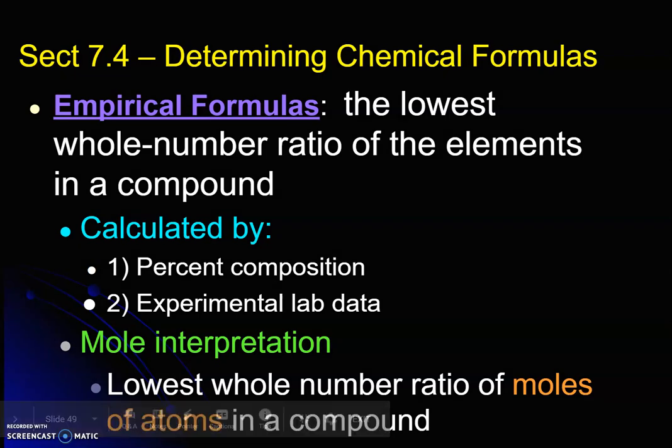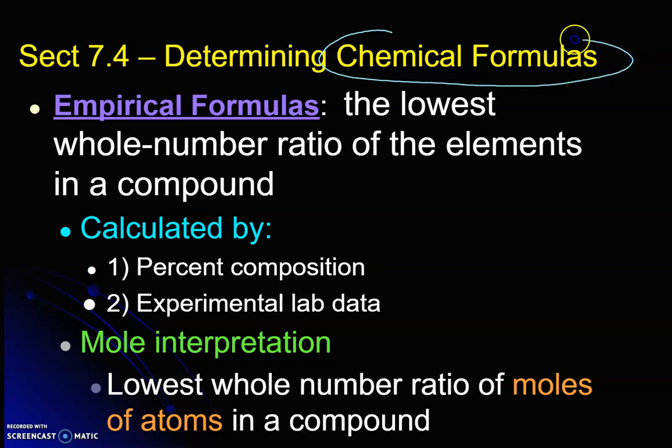One of the most fundamental questions in chemistry is how do they know? How do they know what these chemical formulas are? You can't see these atoms, you can't see these formula units. How are you able to figure it out? And the way that we're able to figure it out is by looking at ratios using our mole calculations.